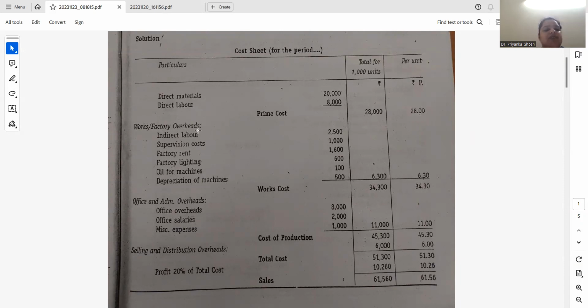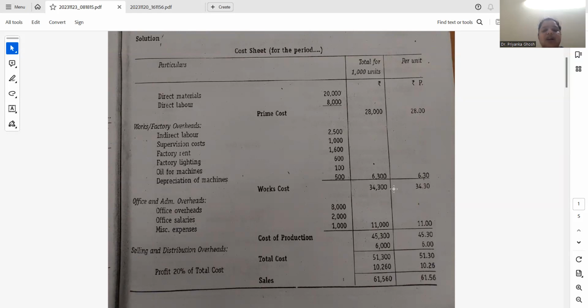After that, we have to add the factory overhead. So here all the factory related expenses will come. So what are the expenses we are having? Indirect labor, supervision cost, factory rent, factory lighting, oil for machines and depreciation of the machines. So these are all our factory related expenses. We have added all these expenses and total factory overhead we got 6,300. So if you add this 6,300 with the prime cost, we will be getting total 34,300. This 34,300 will be known as works cost.